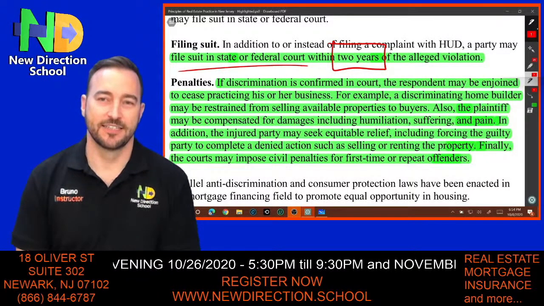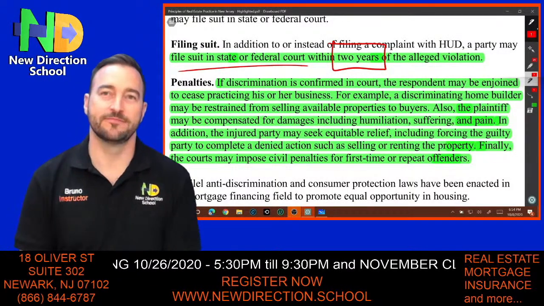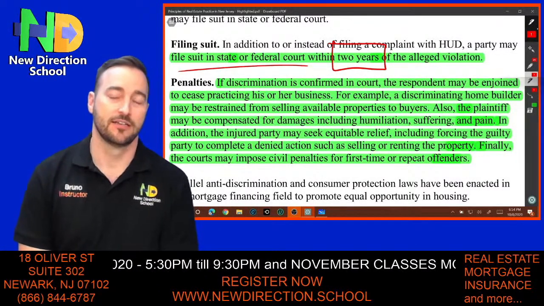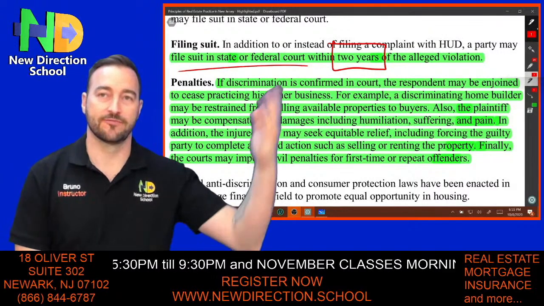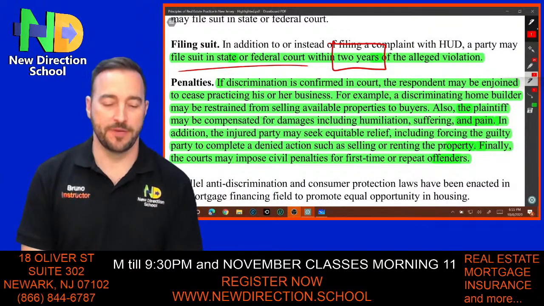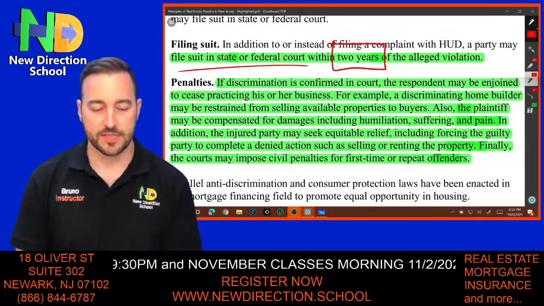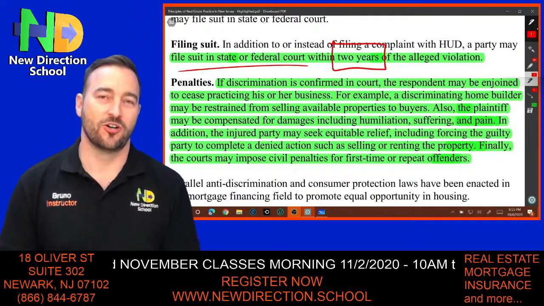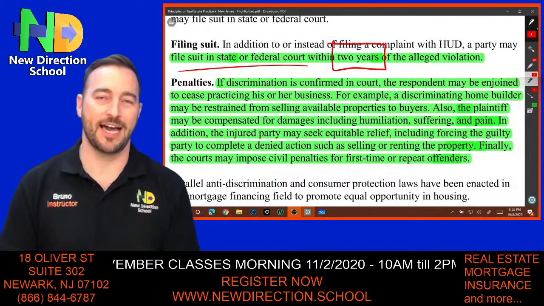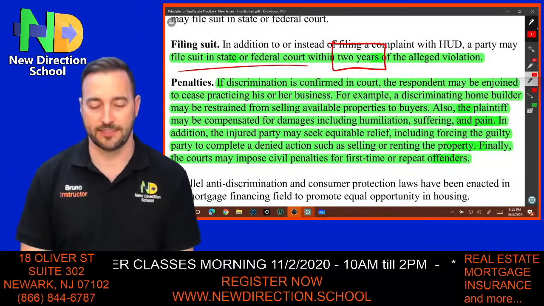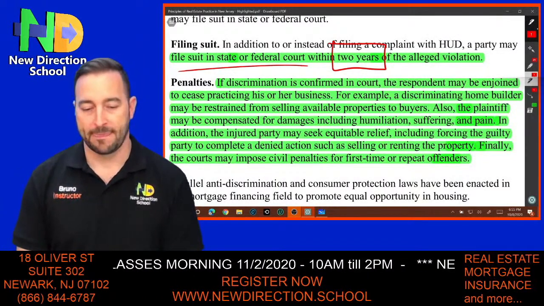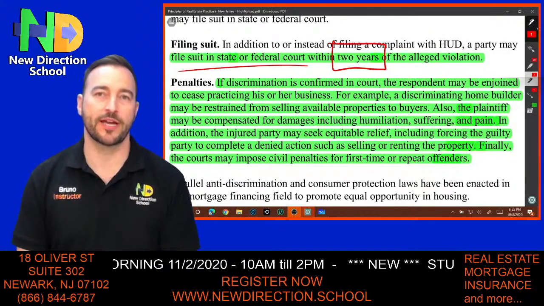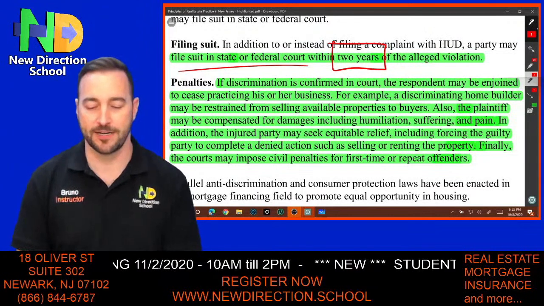Anyway, penalties. If discrimination is confirmed in court, the respondent may be enjoined to cease practicing his or her business. So yes, the lawsuit is against your client, but you could be added and maybe lose your license. For example, a discriminating home builder may be restrained from selling available properties to buyers.